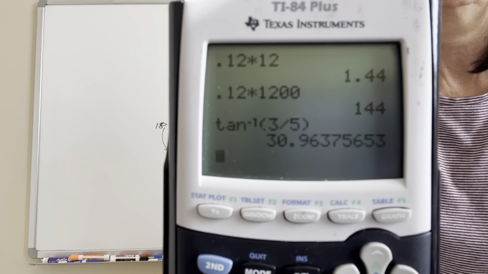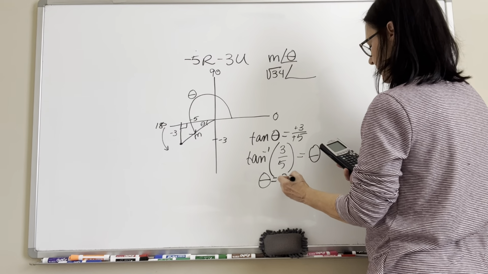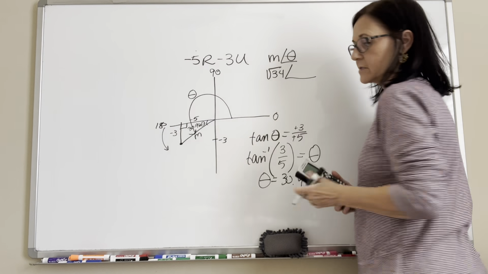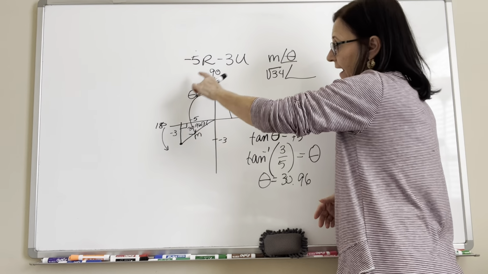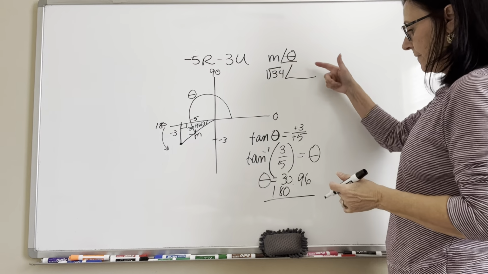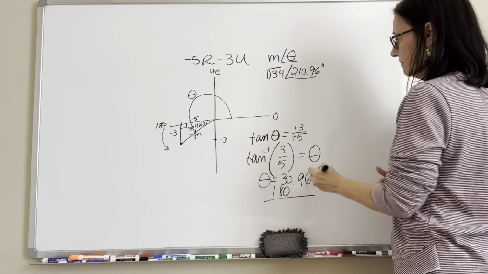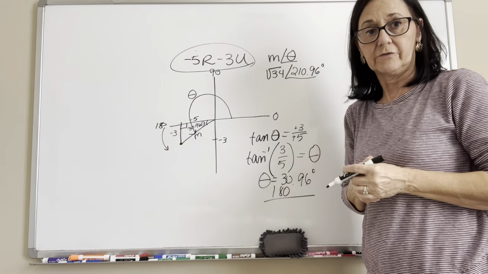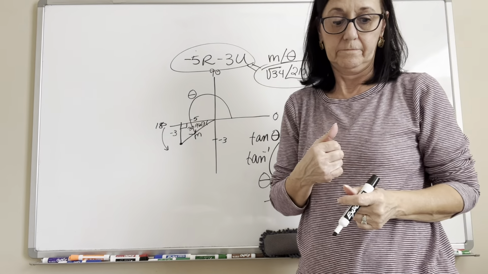All right, so theta, that angle, I'm going to go to two decimal places for the angle. So this angle is 30.96, but to get the angle for the vector, I've got to add the 180. So I'm going to add 180 to it, and my angle is going to be 210.96 degrees. All right, so this vector in rectangular form is equivalent to those values in polar form.